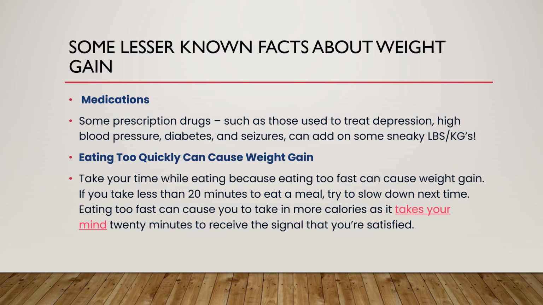Eating too fast can cause weight gain. If you take less than 20 minutes to eat a meal, try to slow down next time. Eating too fast can cause you to take in more calories as it takes your mind 20 minutes to receive the signal that you are satisfied. Even if you start eating now, your mind knows that you're full after 20 minutes.